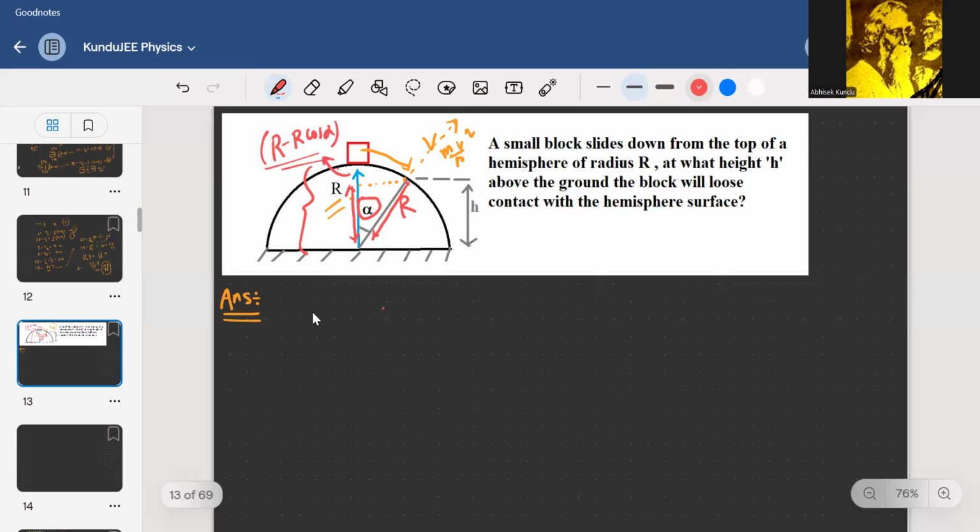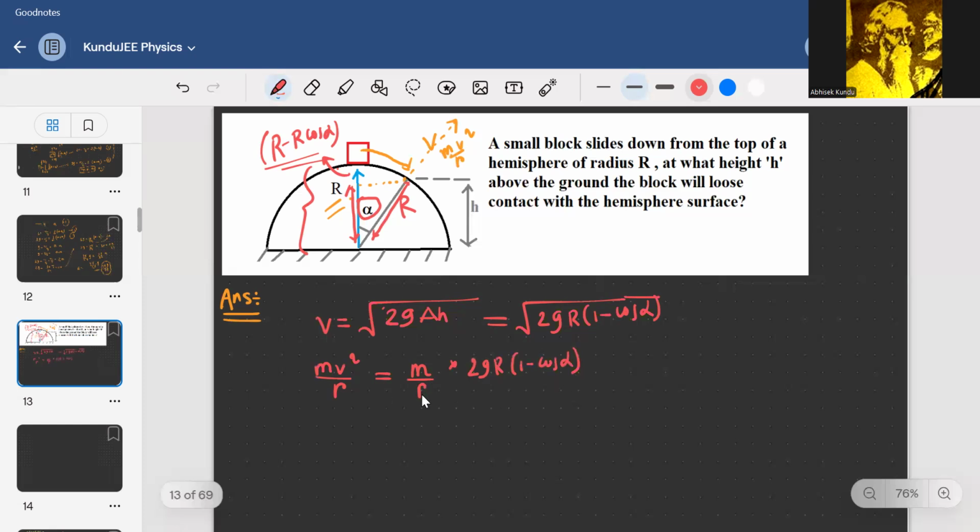So what is the expression of velocity if it covers h distance from the top? Just due to the acceleration of gravity, v square will be 2g into delta h, the height covered in the vertical direction. That will be 2g into r into 1 minus cos alpha. That is pretty much straightforward. So what will be the centrifugal force acting on the body radially outward? m v square by r, assuming the mass of the body to be m. For v square we get 2gr into 1 minus cos alpha.